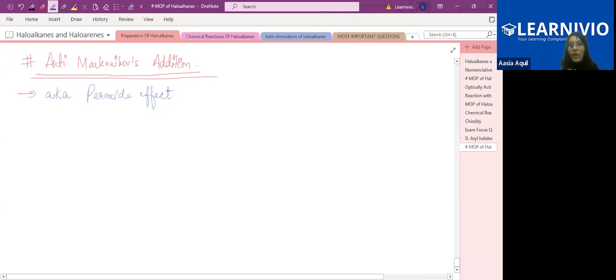Because in this rule, along with the reagent, like Br2, we also need hydrogen peroxide. If hydrogen peroxide is present in the hydrohalogenation reaction, then you will follow this anti-Markovnikov rule. I will tell you one more thing over here. Suppose we have an alkene, just a second.